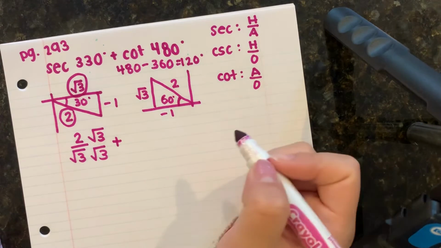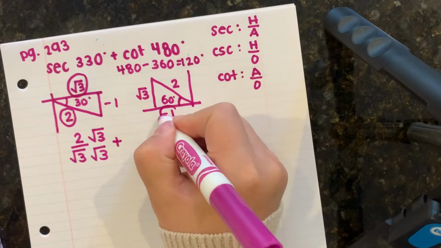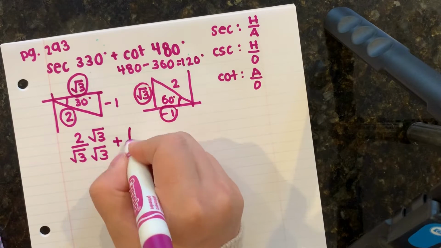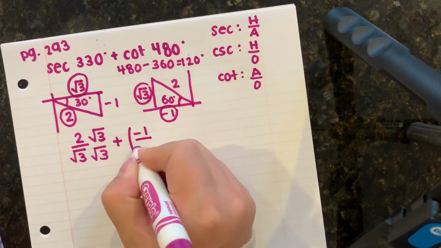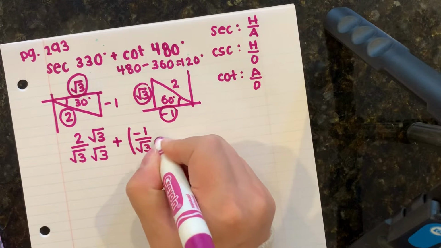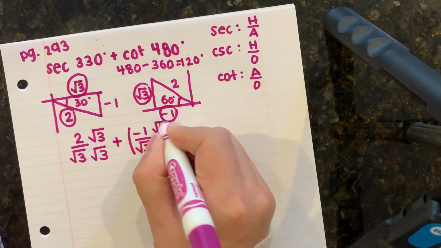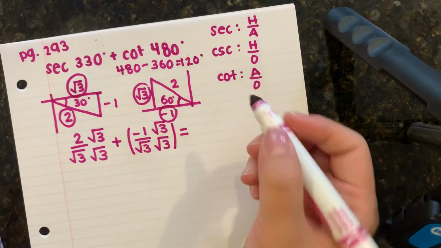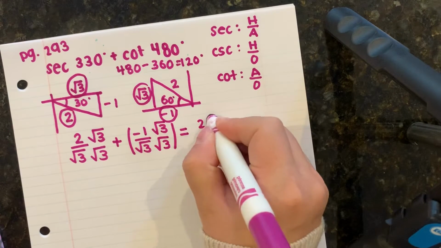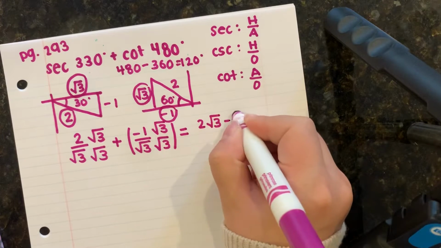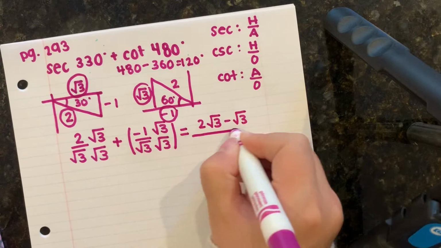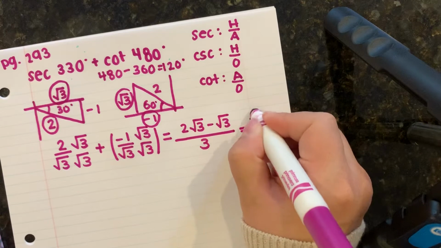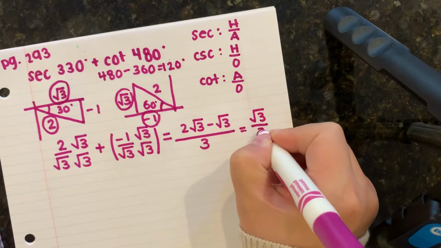So my adjacent over my opposite is going to be adjacent is -1, opposite is √3. So this would be -1 over the square root of 3. Get rid of the square root of 3 in the denominator. And that is going to give me 2√3 minus √3 over 3. And giving me a final answer of the square root of 3 over 3.